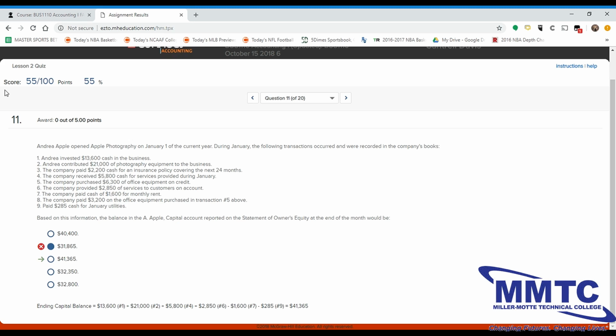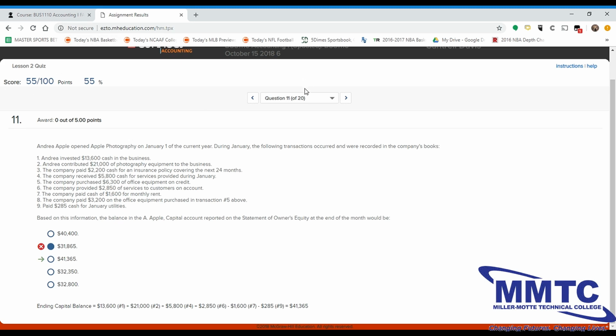Now, if they had paid us for something in the future, then we wouldn't add it, right? Because we haven't rendered the services yet. It's a prepaid, right? Prepaid versus right now. Okay?